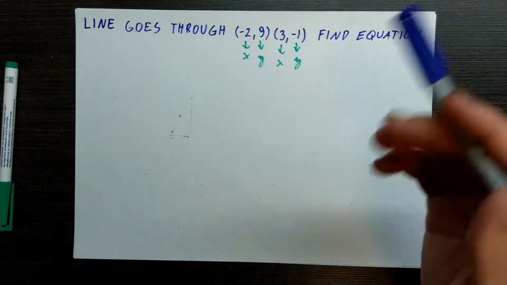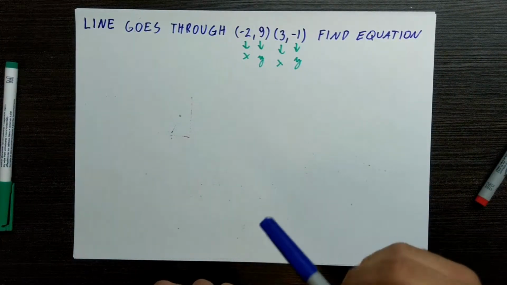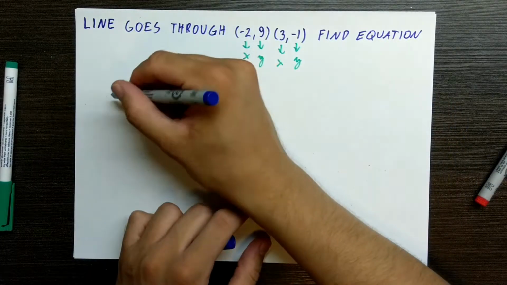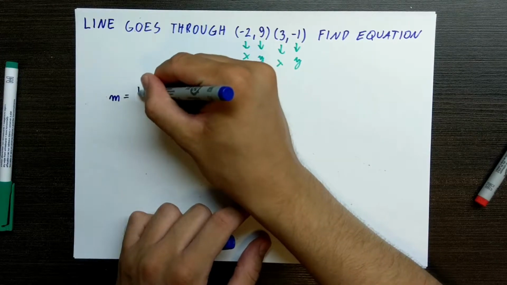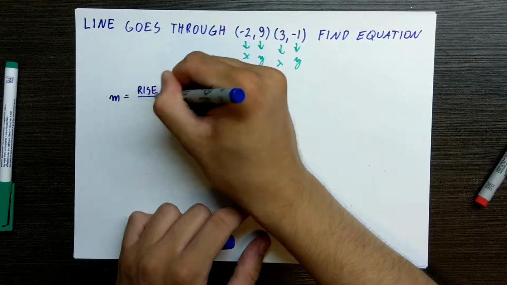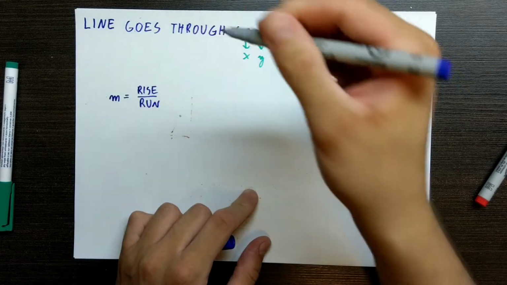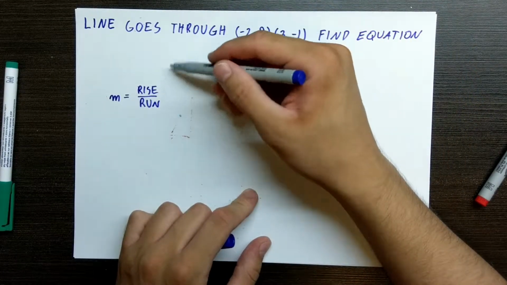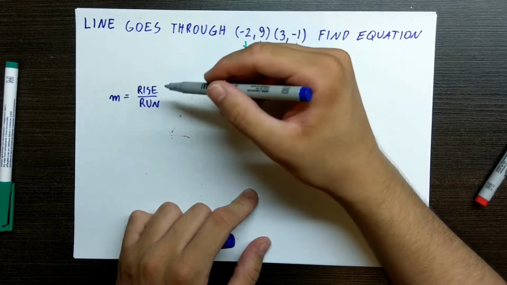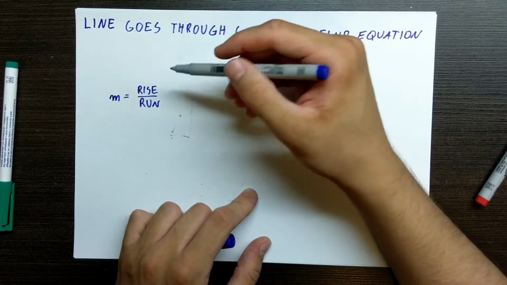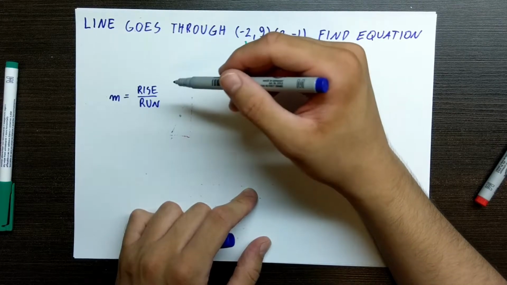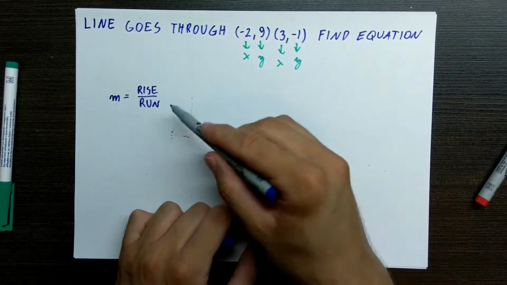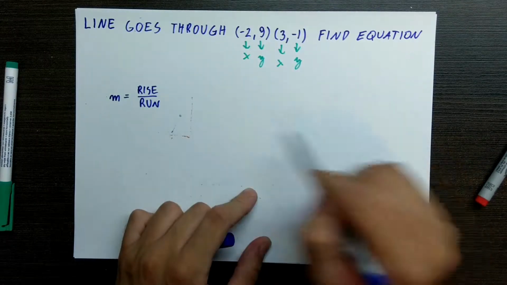Now, let's think back to before. We need to figure out the gradient the same way as we did before, with the rise over run method. So, m is equal to rise over run. Now, let's think about this. Rise is about going up and down. What's the change in the y-axis? What's the change between going up or down? And run is the change in the x-axis. What is the change across horizontally?